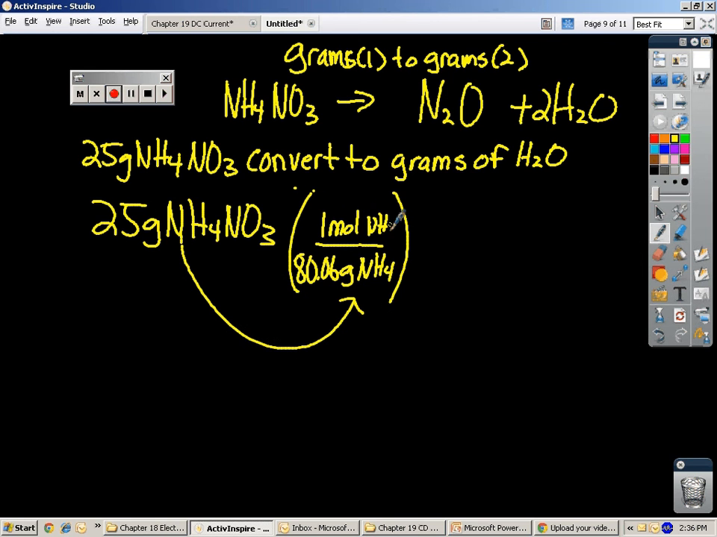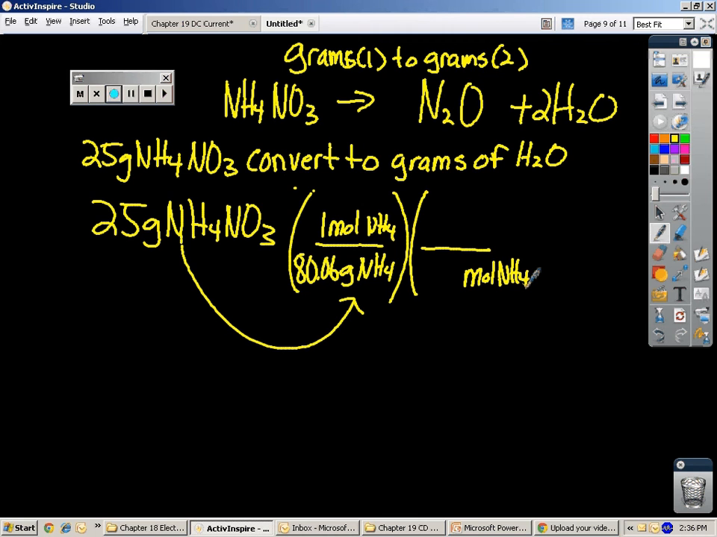Now, we are not where we need to be yet. We don't have grams of water yet. So what you need to do at this point is convert these moles of NH4NO3 to moles of water. That's our mole ratio step. This is the new part of the chapter that we've learned. It is mole ratio. So moles of NH4 go on the bottom. You know how I know this? You see the moles of NH4 up here? You just put moles of NH4 down here. That way we can cancel them out.